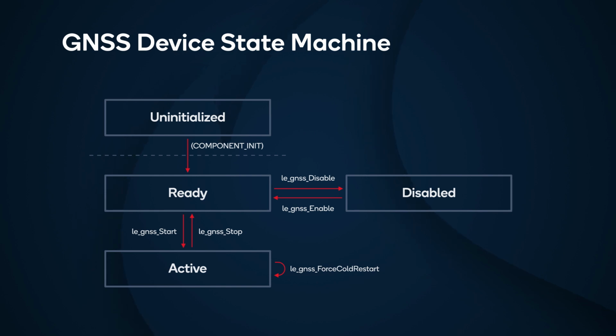When you call le_GNSS_start, it will call a TAF GNSS start API in the TAF Location Service, setting GNSS status to active. Similarly, le_GNSS_stop calls TAF GNSS stop in the TAF Location Service, setting the GNSS state back to ready.